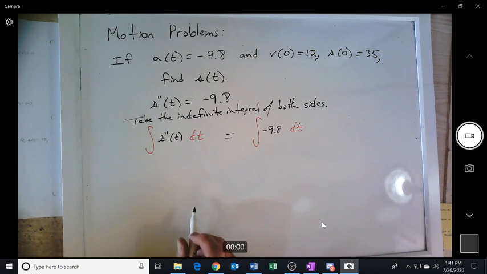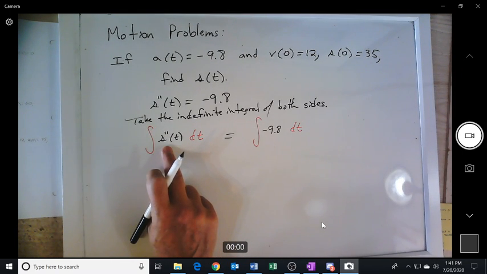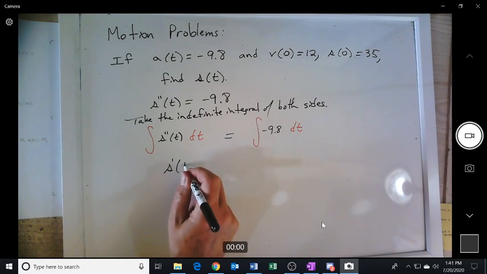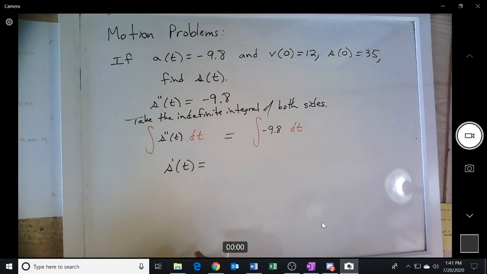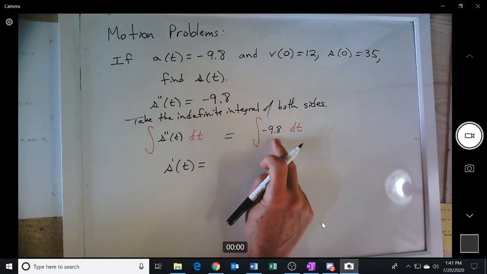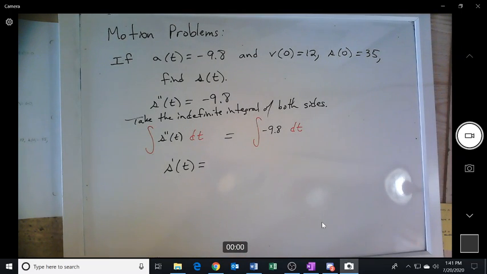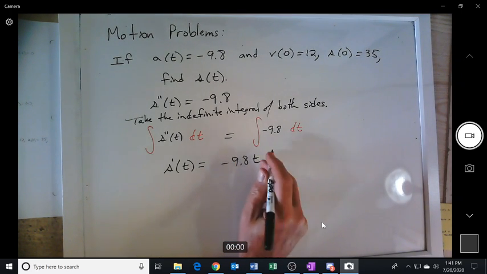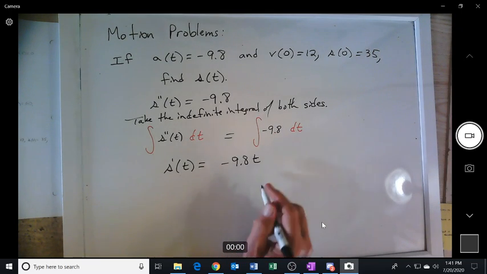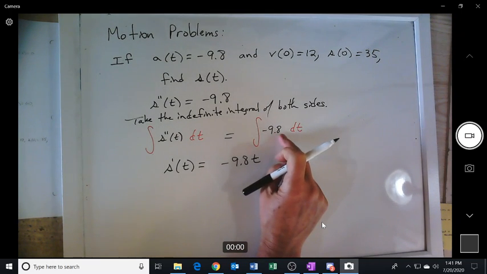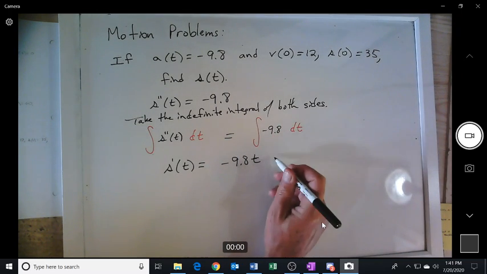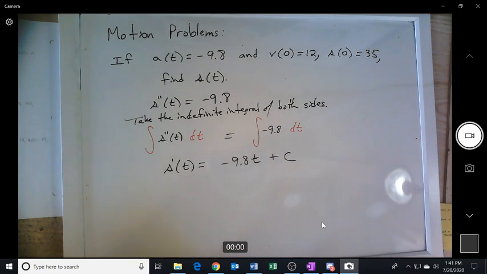All right, so when you take the antiderivative of a second derivative, you'll be left with the first derivative. Take the antiderivative of this. Well, what's a function who, when I take its derivative, I get the constant negative 9.8? It must have been negative 9.8 t, because its derivative would be that. Or you could just use the power rule. This was t to the 0, so you go 1 degree higher and divide by 1, and then plus an arbitrary constant.